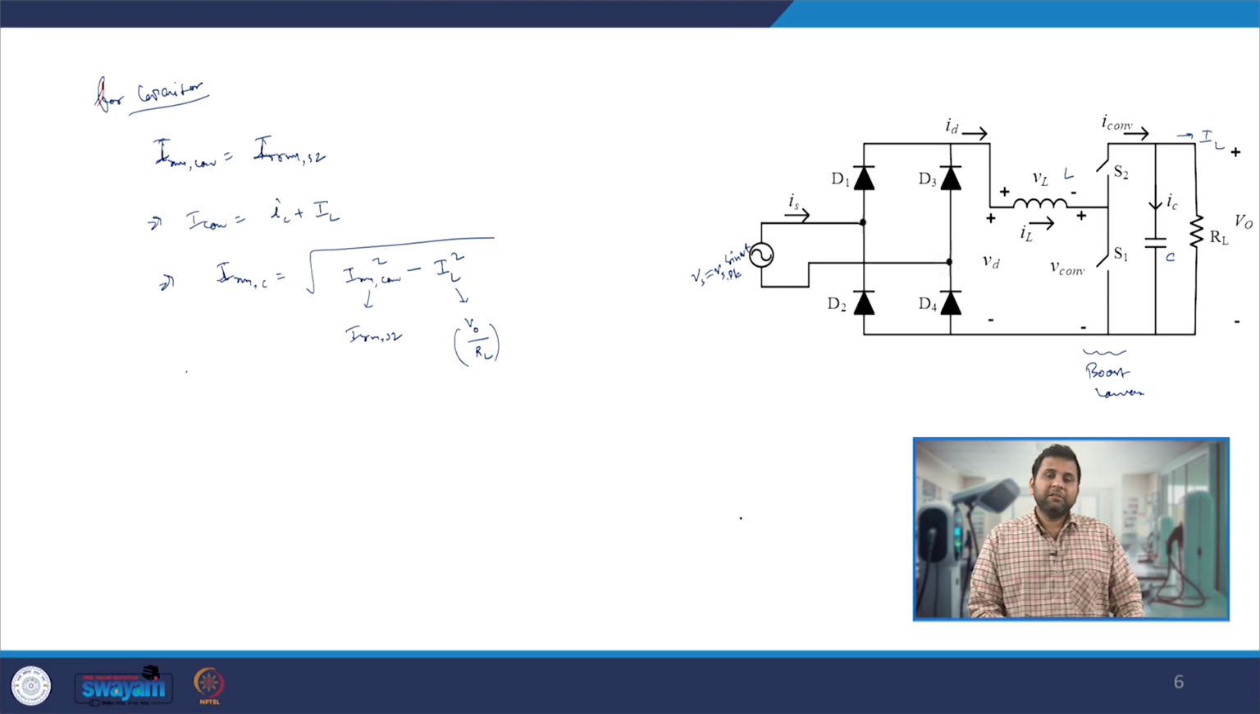Now we will see in the next lecture how to control the functionality of this converter such that we get unity power factor current drawn from the source, and we are able to regulate or control the output voltage at a desired level or at the required level.